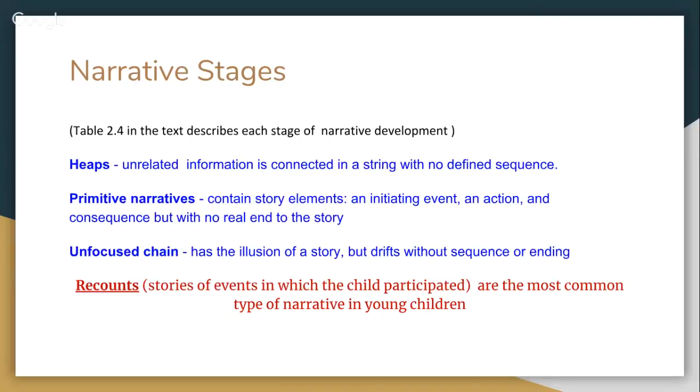Primitive narratives do contain story elements such as a beginning and often something that happened, but they seem to struggle with the resolution, or there is no resolution, or the end comes swiftly. An unfocused chain has almost the appearance of a story, but again, drifts often with an unfocused sequence or resolution. Recounts are stories of events in which the child participated. And this is the type of story we see most often.